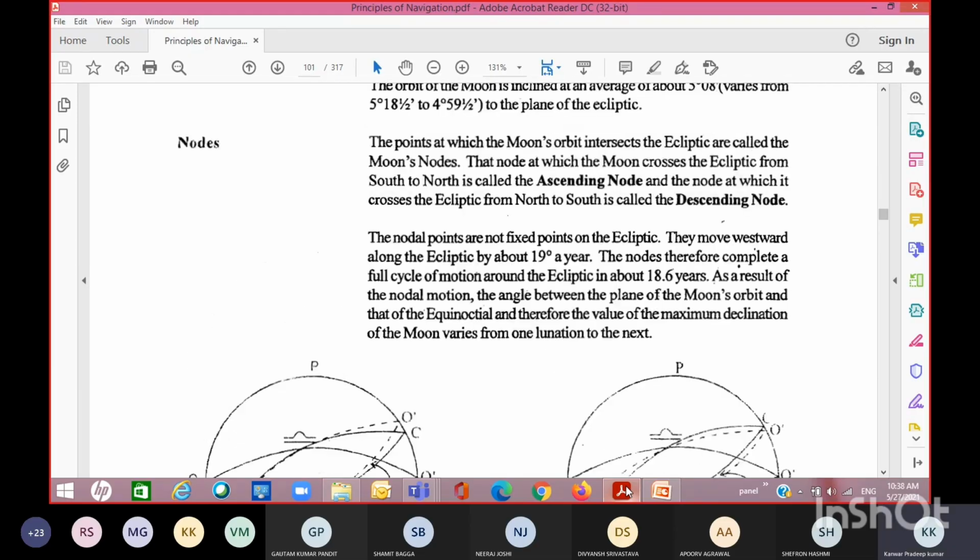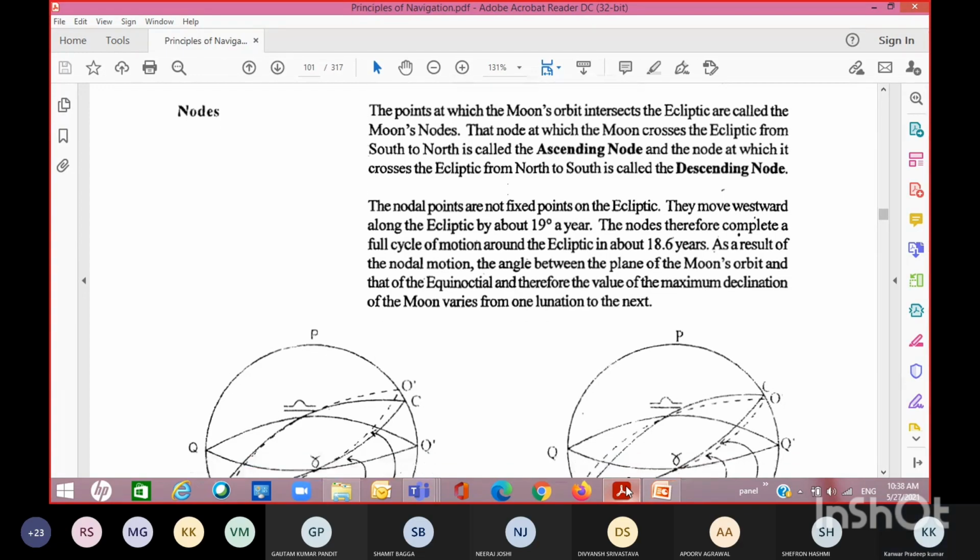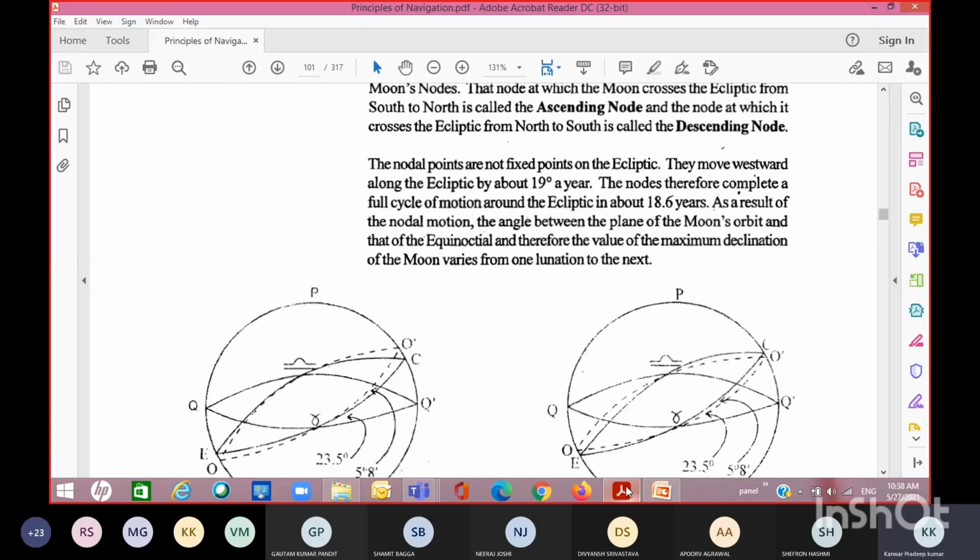So let me just read out over here. The points at which the moon's orbit intersects the ecliptic are called the moon's nodes. The node at which the moon crosses the ecliptic from south to north is called the ascending node. And the other one is called the descending node. The nodal points are not fixed points on the ecliptic. They move westwards along the ecliptic by about 19 degrees a year.